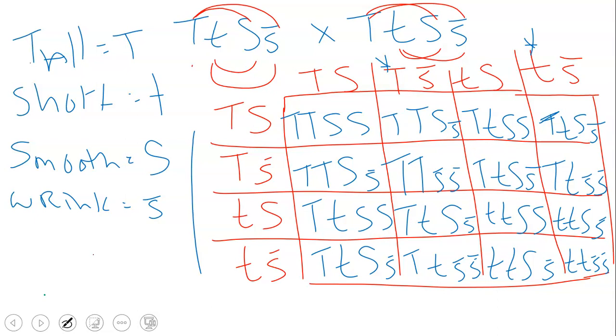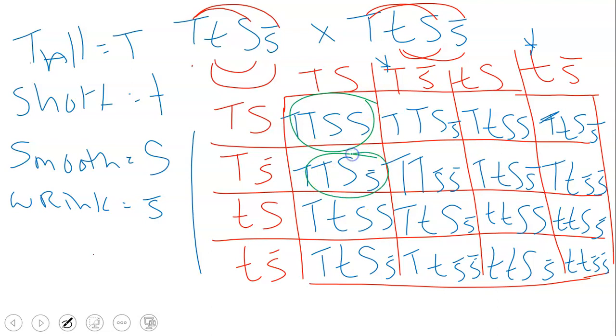I'm going to go ahead with my green pen and circle every tall smooth. Any offspring in this Punnett square that has a big T and a big S, it doesn't matter what's there for the second allele, because tall is dominant to short and smooth is dominant to wrinkled. So just one dose of that allele is going to give you that phenotype. So this is a tall smooth.